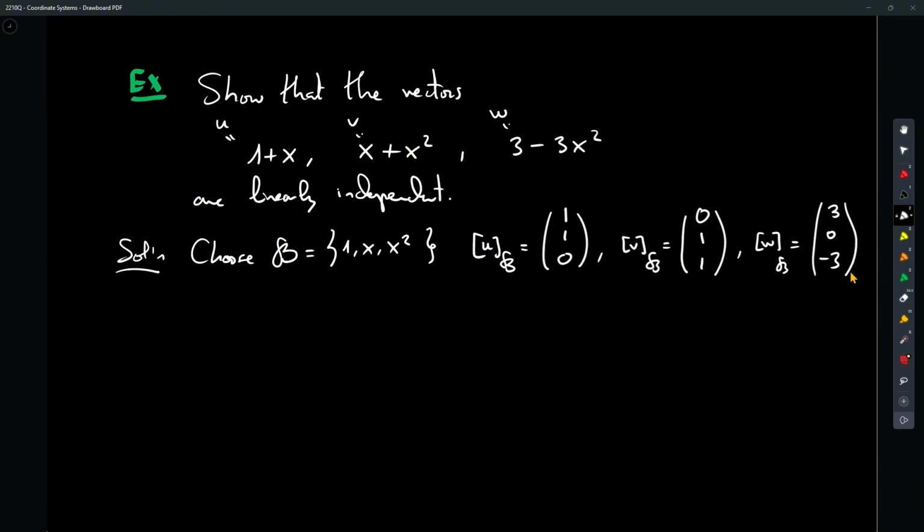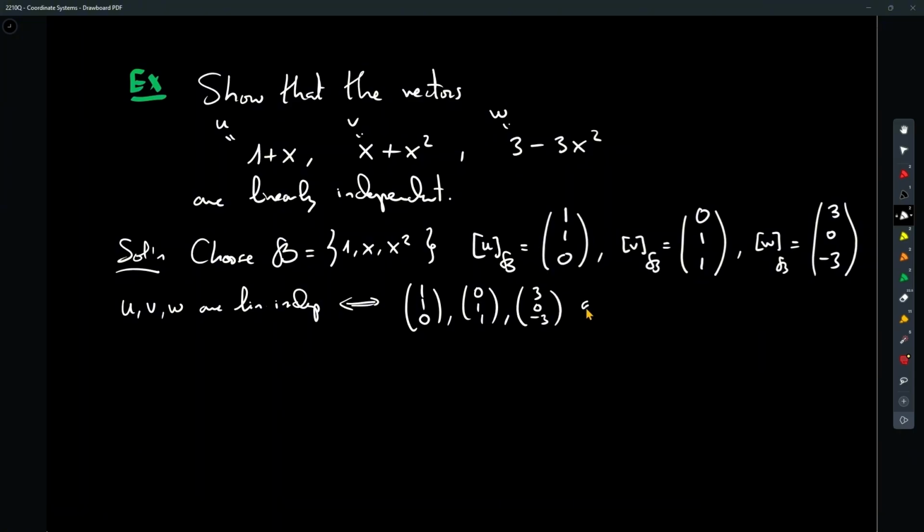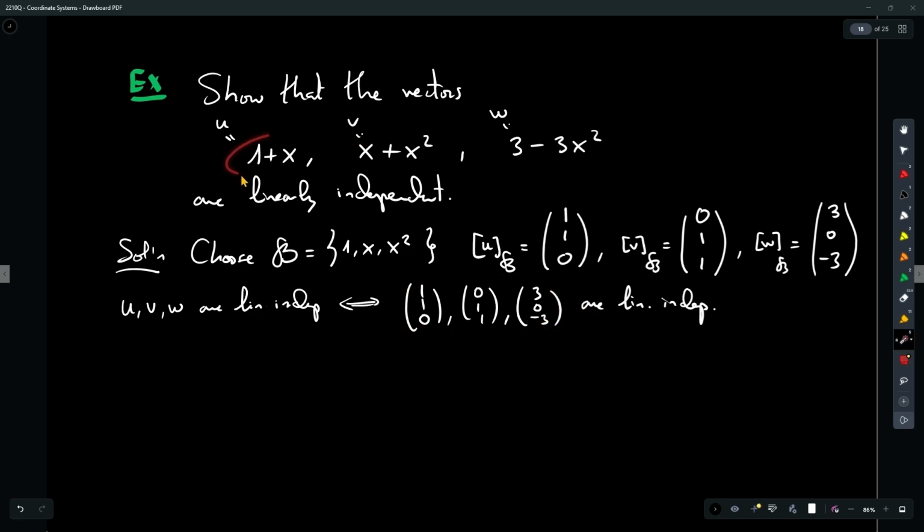And then I want to figure out if these are linearly independent. Then u, v, and w are linearly independent if and only if the vectors 1, 1, 0, 0, 1, 1, and 3, 0, minus 3 are linearly independent. And either I'm going to prove that they are linearly independent, or I'm going to find a linear relationship among these three vectors, which will give me a linear relationship among these three polynomials with exactly the same constants.